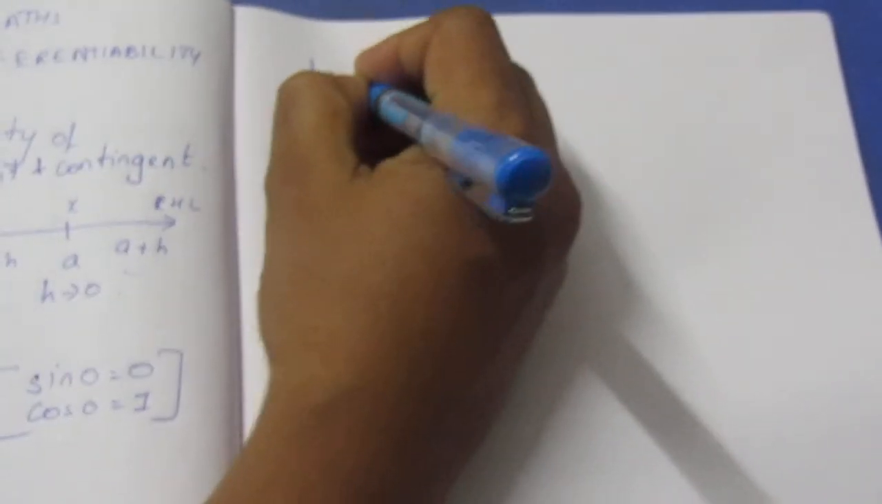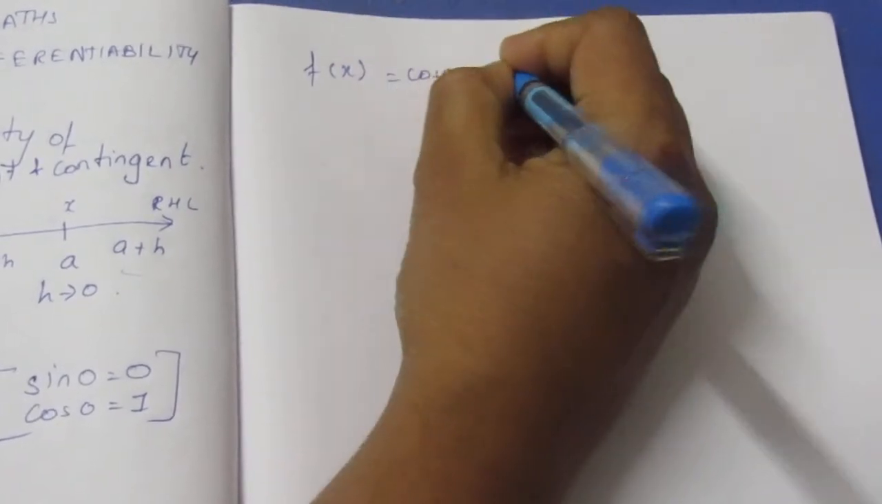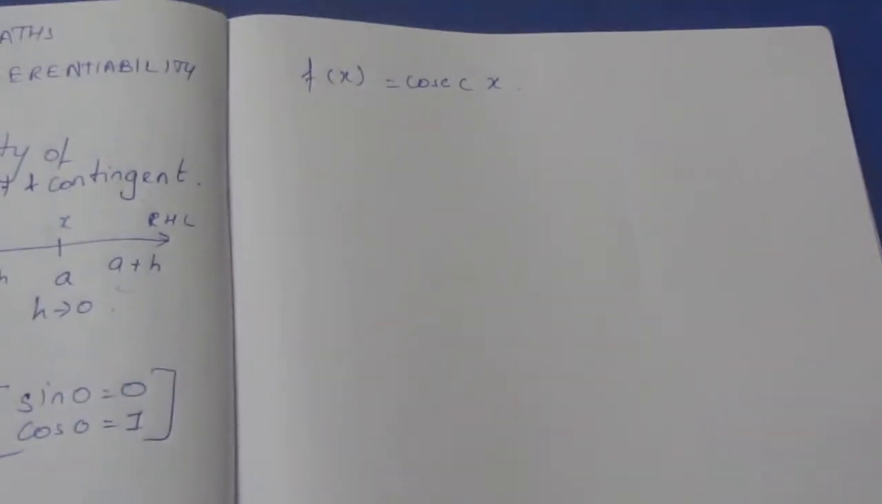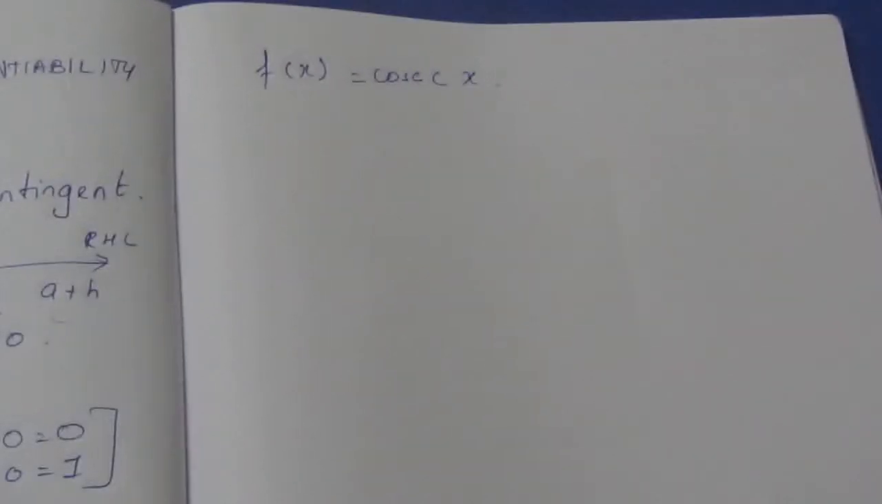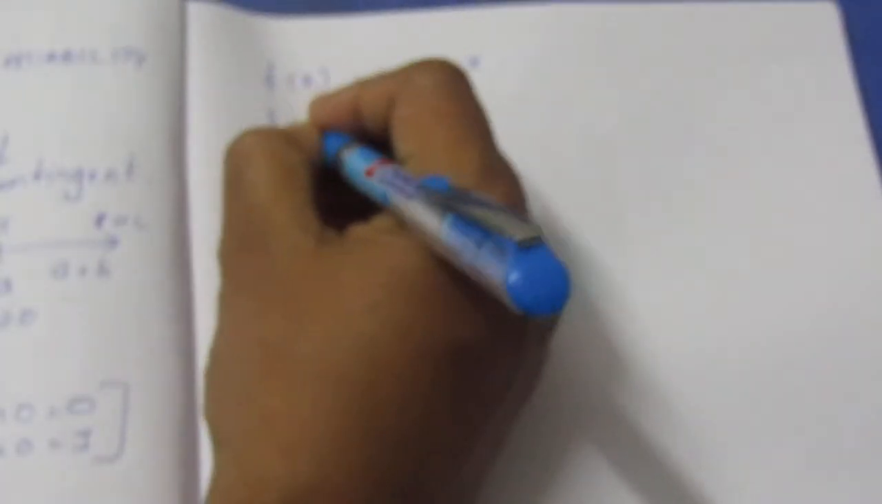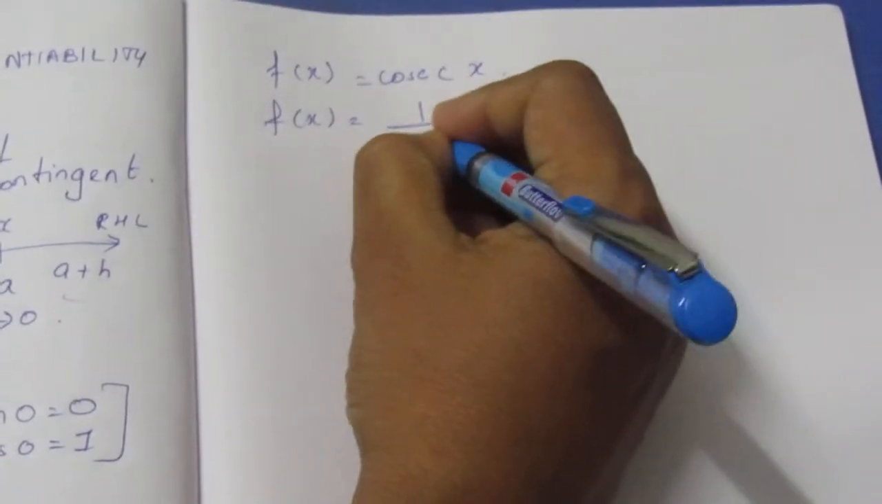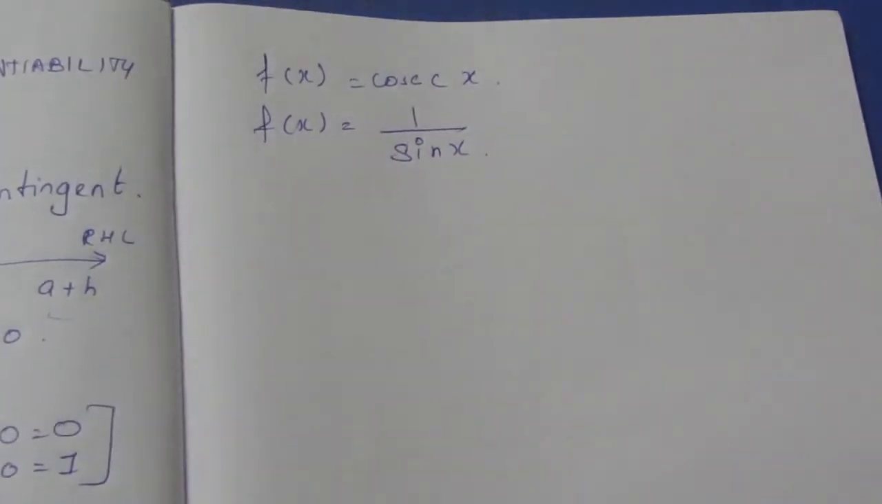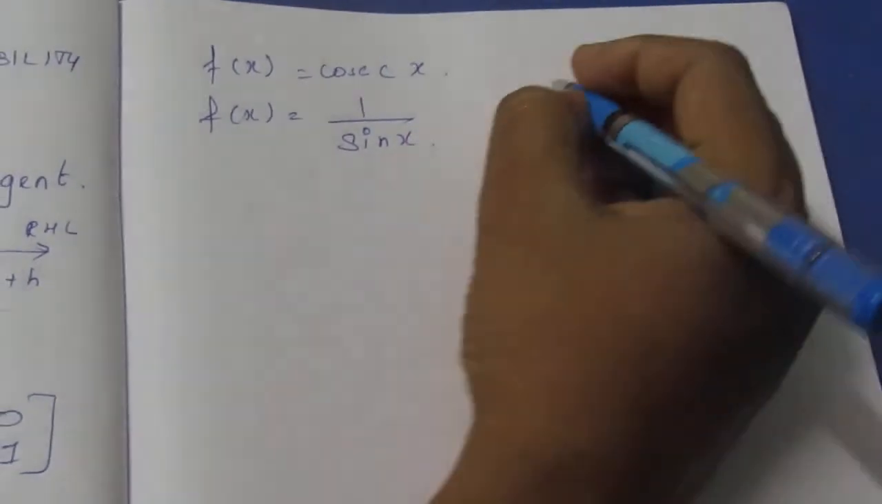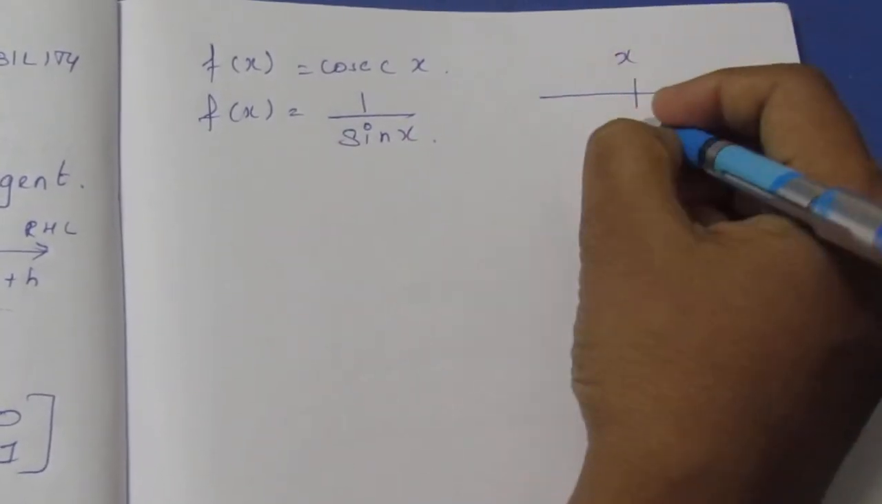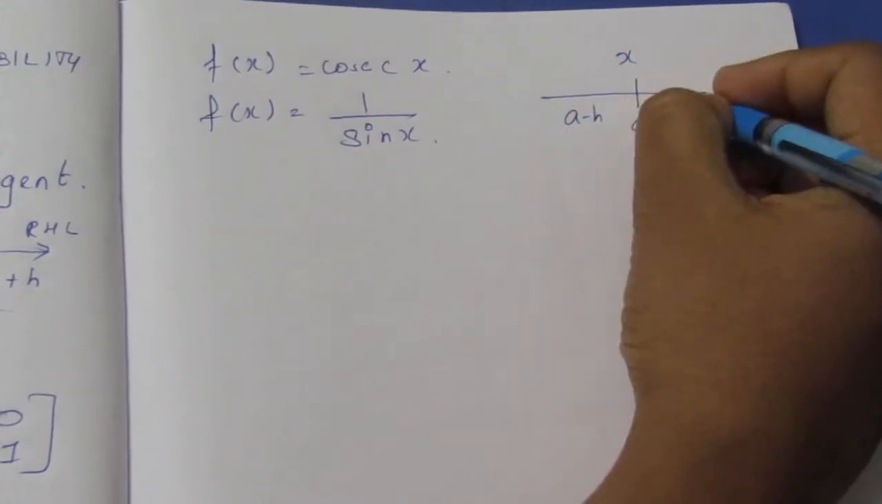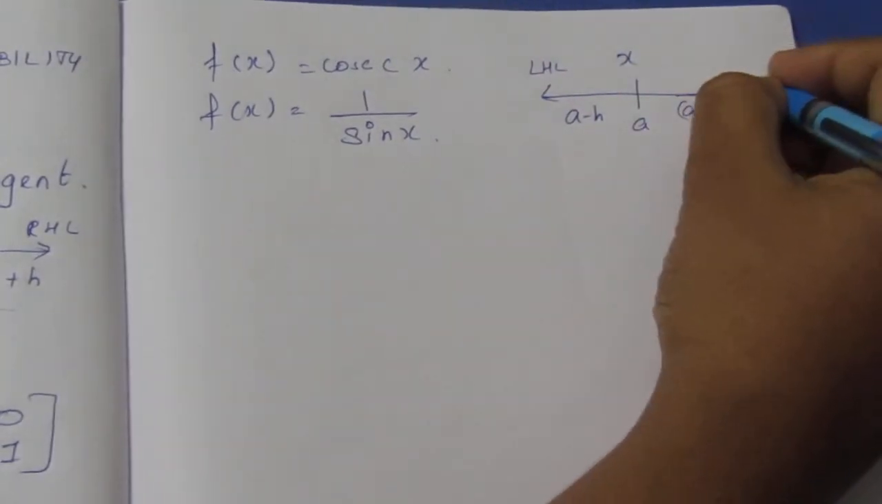For cosecant, let me take f of x to be cosecant x. Here cosecant x can also be written as 1 by sine x. So I am going to take f of x to be 1 by sine x because it will be easy for us to solve the formula. Here the same thing. I am going to take x to be a. Here it becomes a minus h. This side will become a plus h. This is your left hand limit and this will be your right hand limit.